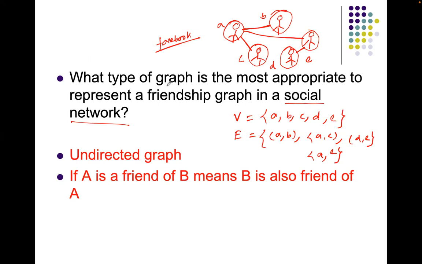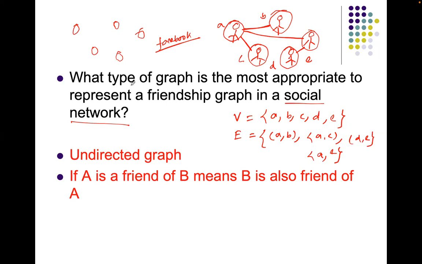Whenever we have a set of objects and the objects can interact with each other, we can represent them as a graph. So here is an example of a social network. In a social network we can represent the set of nodes, the set of persons, and the interactions between each other as a graph.